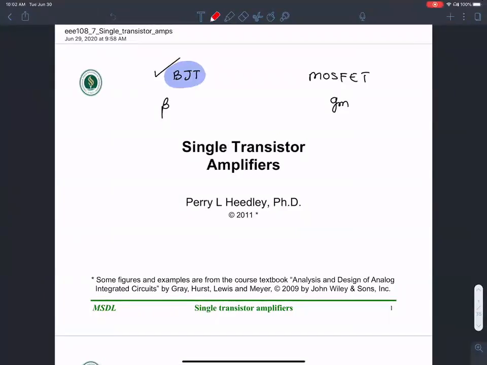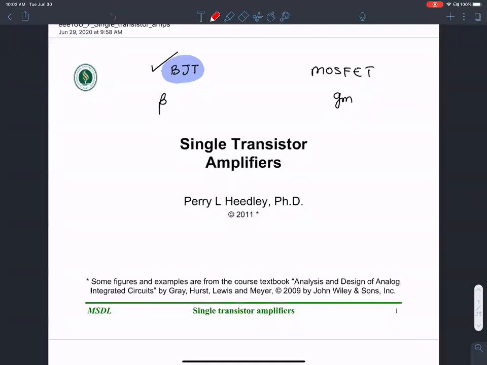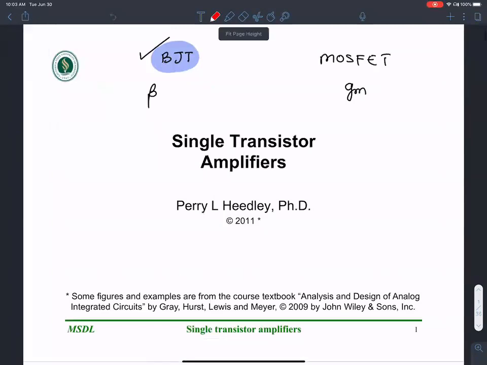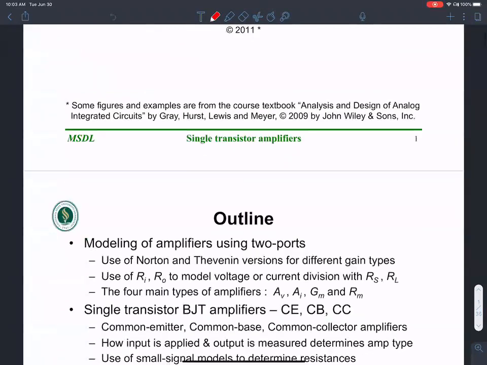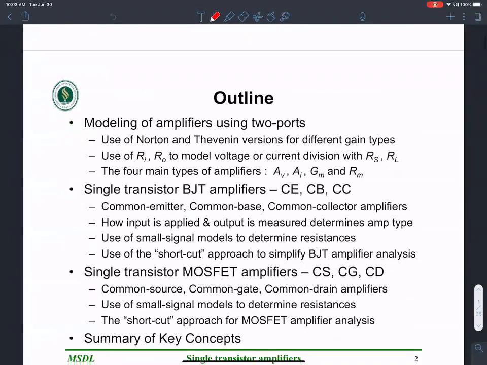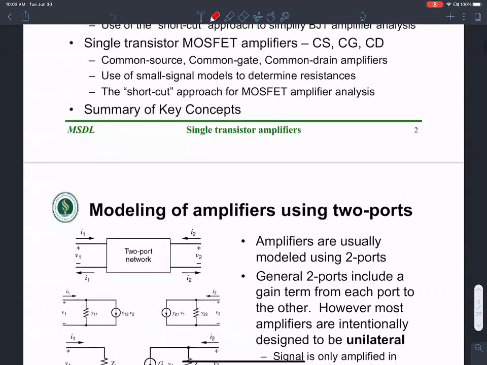Let's get started. This is what we started doing in the last class. As a matter of fact, if you think about it, we covered all the big topics that we want to cover for the single transistor amplifiers. Let me quickly, in a very deliberate manner, review what we did in the last class. This time we are going to go from top to bottom, from beginning to end.